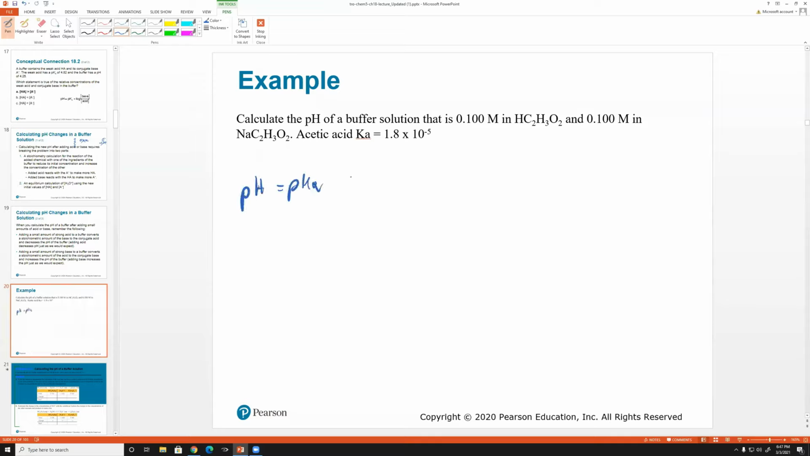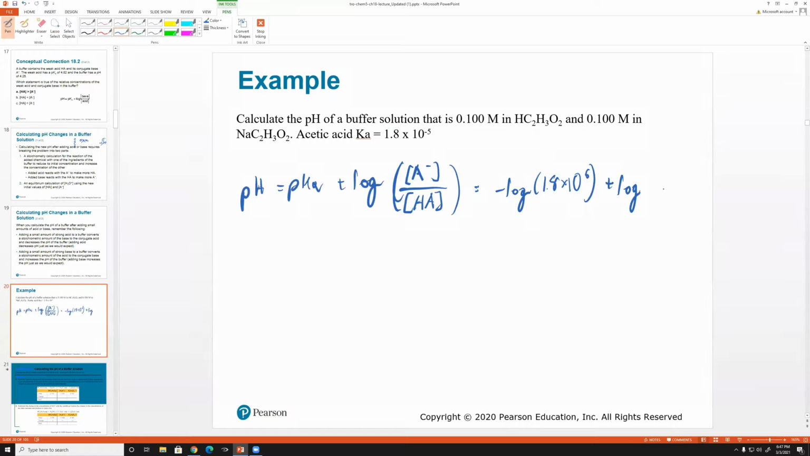pH equals pKa plus the log of, here's a general term for the base, usually A minus, divided by the concentration of the acid, which is HA. So this is going to equal the pKa, which is the negative log of 1.8 times 10 to the -5, plus the log of A, which is 0.10, divided by the acid, which is also 0.1. So what's going to happen here? Log of 0.1 over 0.1 cancels out, and then again, pH equals pKa.